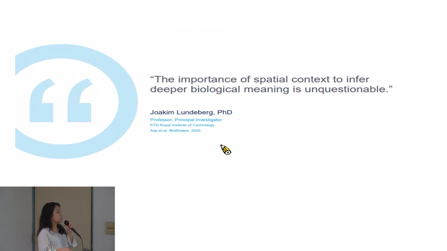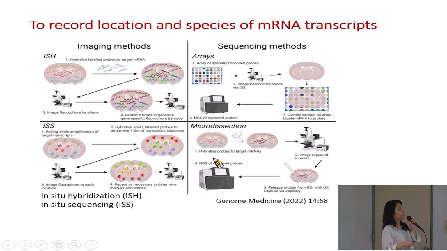Then in 2020, Professor Jacqueline Lodberg, who found this important technology, showed that the importance of spatial context to infer deeper biological meaning is unquestionable. It means that when we understand the gene expression on the histology map, we can understand the spatial gene expression. Then this is the history that we know until now, of how we can record the location and species of messenger RNA transcripts.